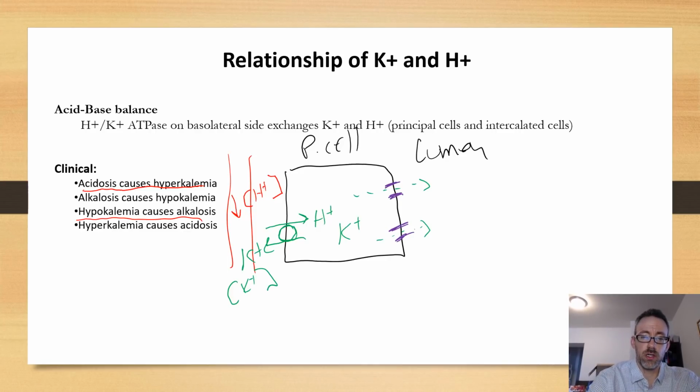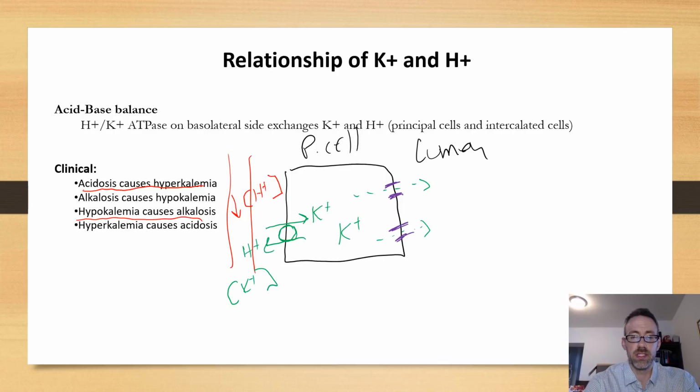The exchanger will not be moving protons in any longer. Instead, to counter that, it'll reverse. So it's a reversible exchanger. It'll bring potassium in in exchange for the protons. So we're trying to bring the protons out of the cell in order to balance off that high pH and bring the pH back down.